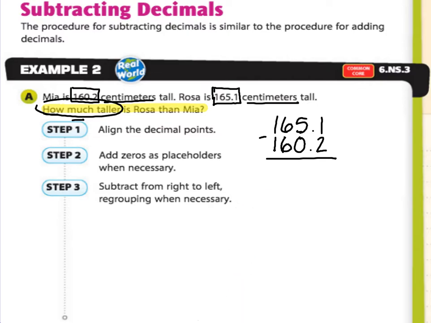In this case, I can't do 1 minus 2, so I borrow from the 5. It becomes 4, and the 1 becomes 11. 11 minus 2 is 9. 4 minus 0 is 4. And then 6 minus 6 is 0. 1 minus 1 is 0, and I bring my decimal straight down.